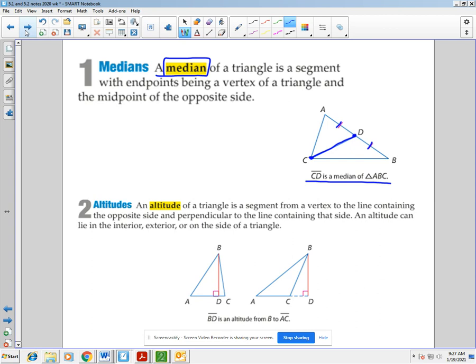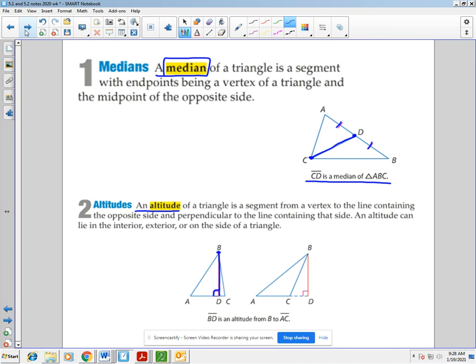Or sometimes the teacher will say multiply the base times the altitude and then divide by 2. So, altitude. An altitude of a triangle is a segment from the vertex to the line containing the opposite side and perpendicular to the line containing that side. So this segment, blue in this case, is an altitude. Why is it an altitude? It's perpendicular to the opposite side, and it also starts at the vertex.